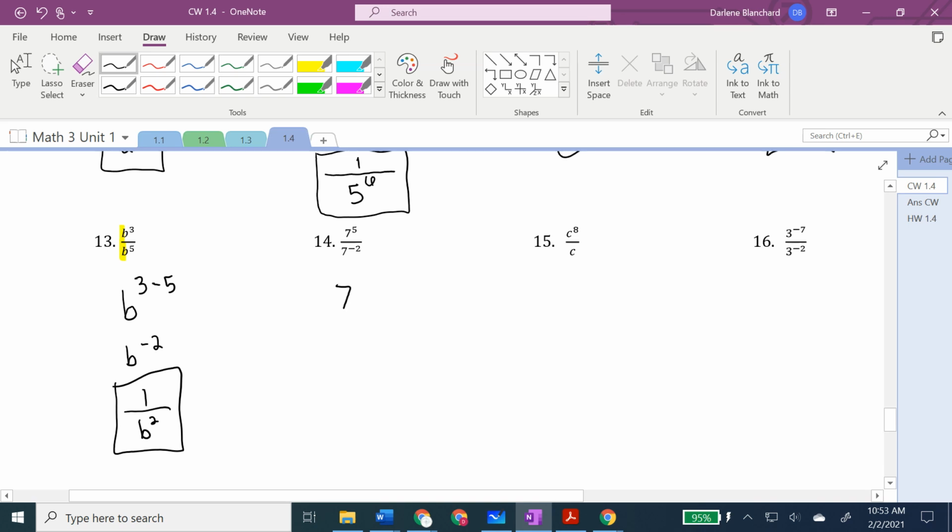When it comes to exponent rules, there are often various ways to approach it. For the next problem, it's again division, so I'm going to subtract, but I want to be careful I'm subtracting a negative number. So 5 plus 2 is 7.